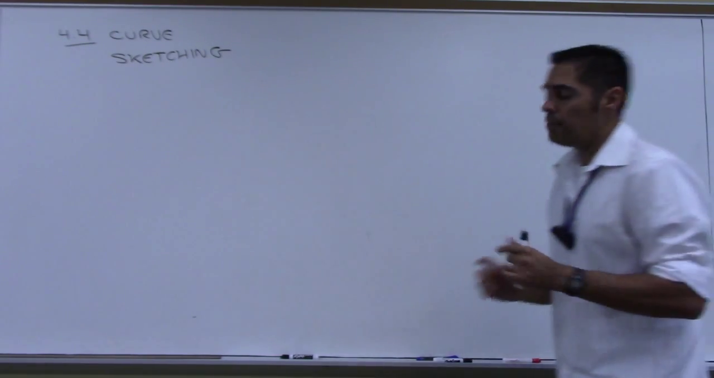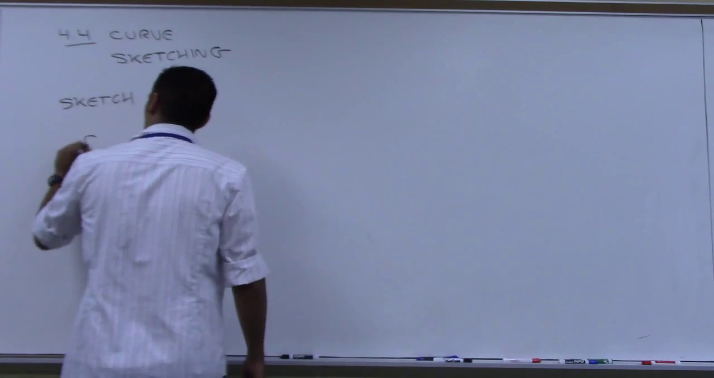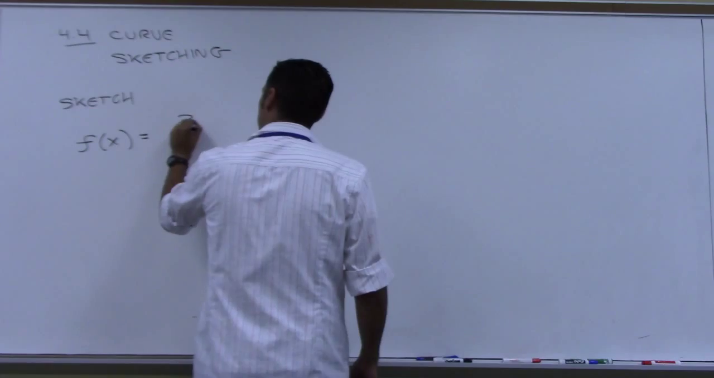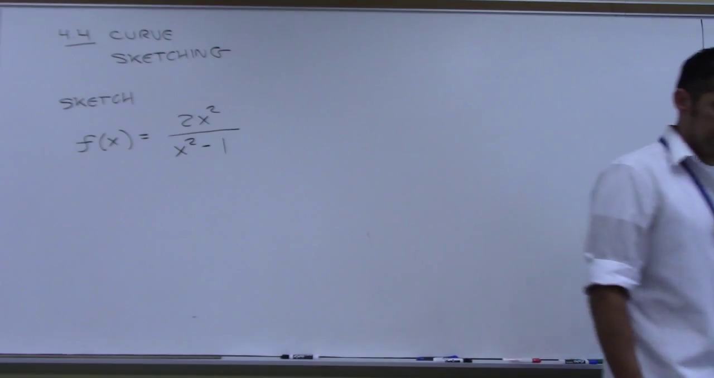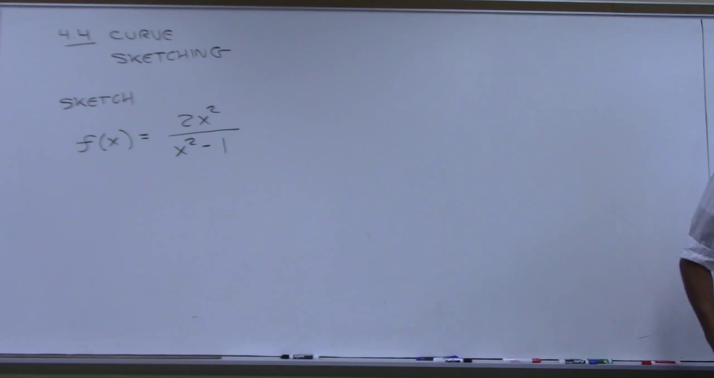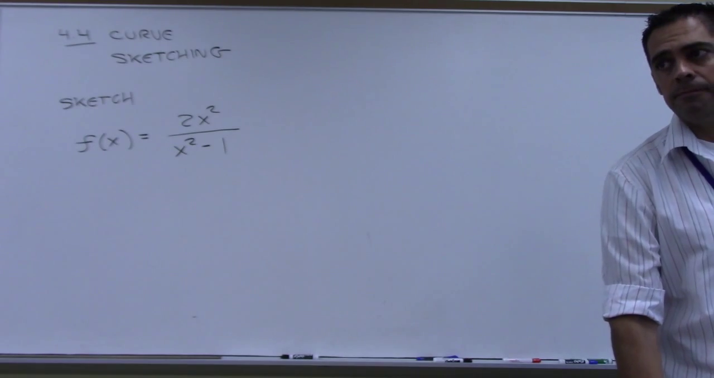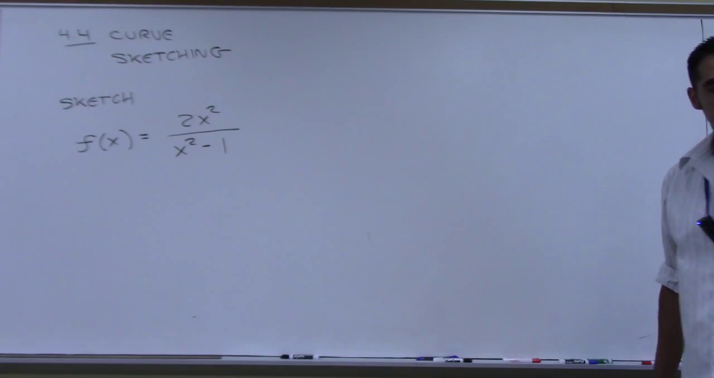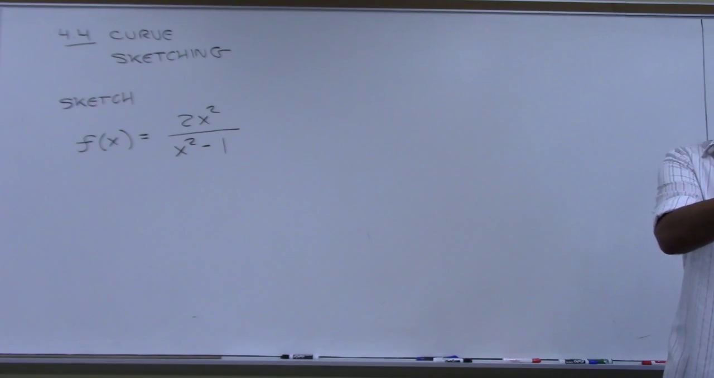So let's start with this example. I want us to sketch f of x equals 2x squared over x squared minus 1. Now that's actually something that I would ask my college algebra class to sketch. We called it a rational function. We're going to do it, but with the additional calculus, all right? So y'all mind if I follow the steps? Is that okay with you?